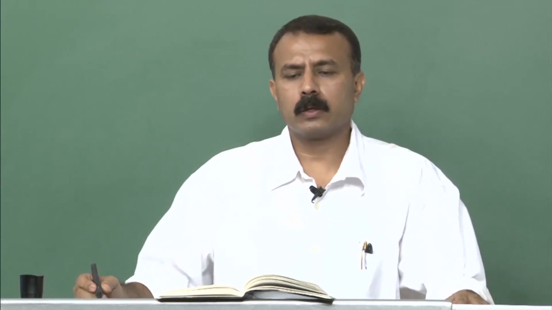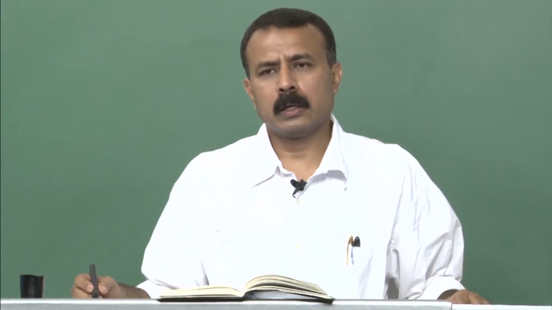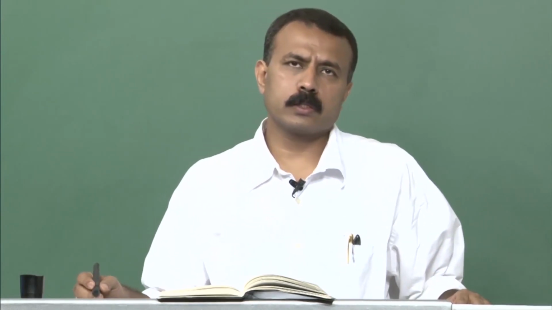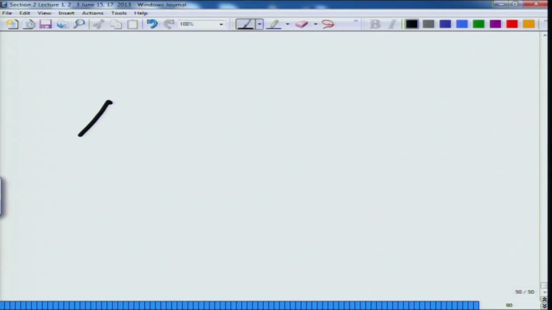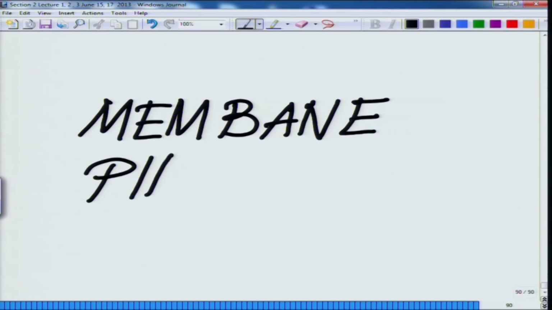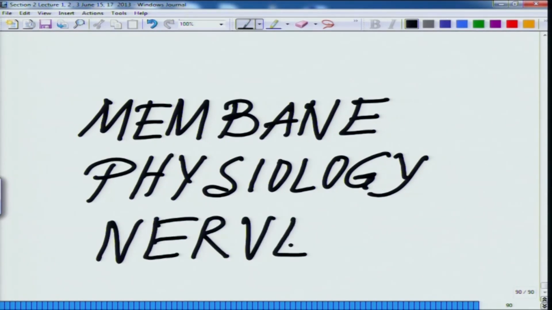Welcome back to the course on animal physiology. We are into section 2 and today we will be getting into the third and final lecture of section 2, which consists of membrane physiology of nerve and muscle. So, we have already finished the first 2 lectures and now we will be heading for the final lecture on the physiology of nerve and muscle.